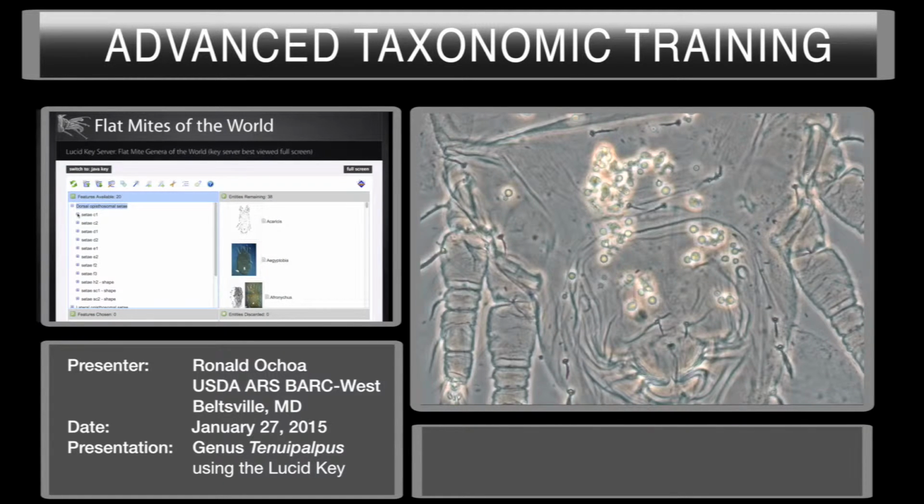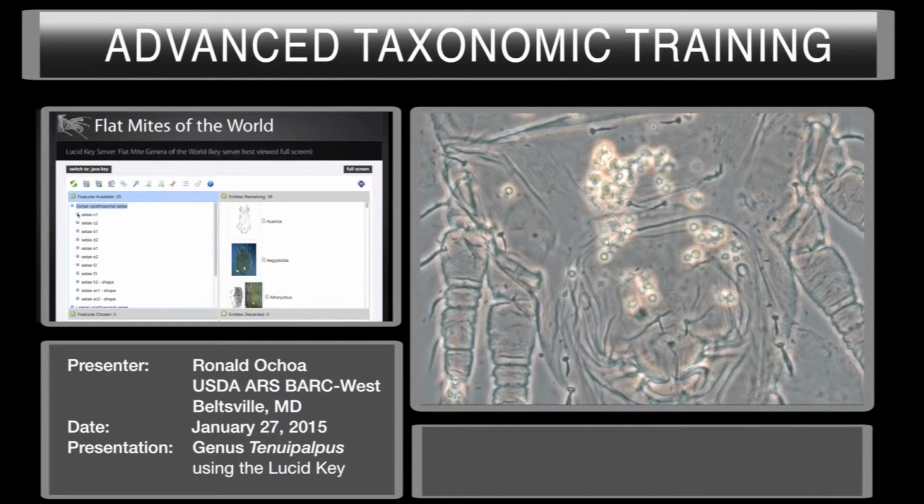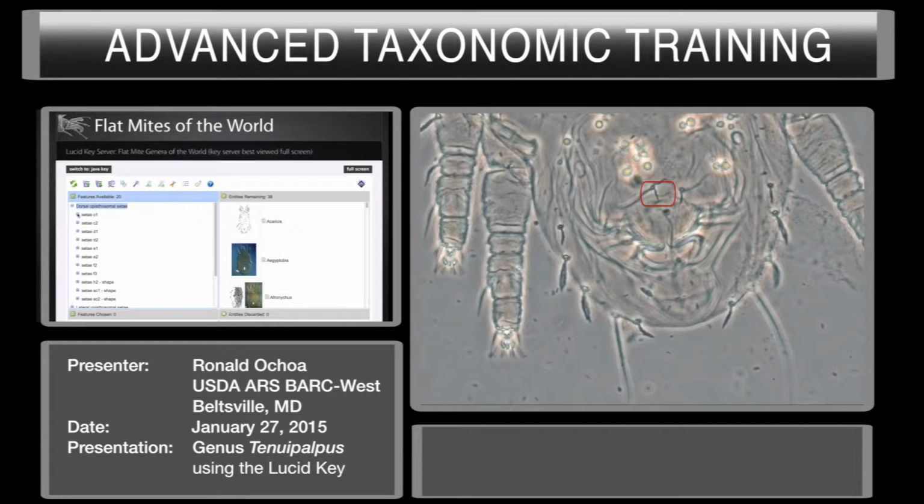In the dorsum, we start to look at all the setae. C1, C3, D1, D3, E1, E3, F2, F3, H2, that is filiform and long, and H1, that is short.